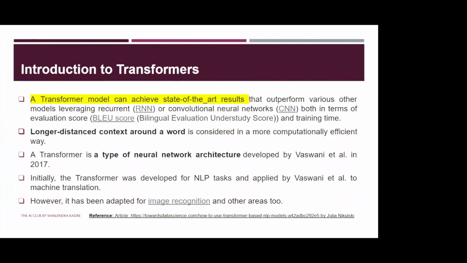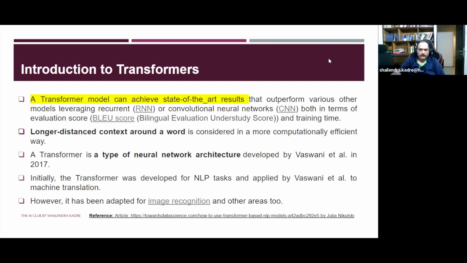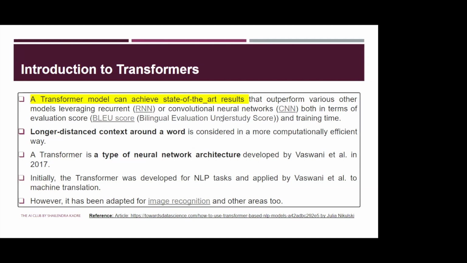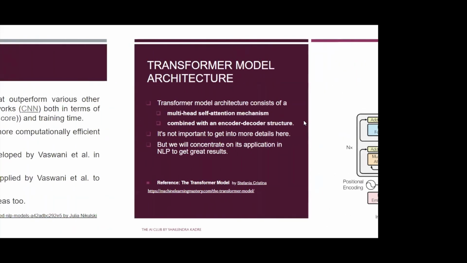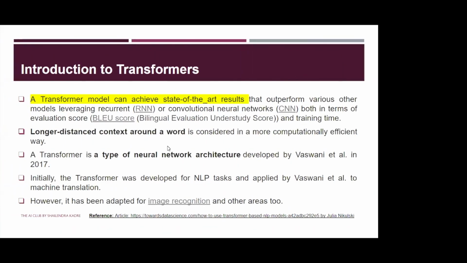So, starting with a brief introduction to the transformer. The transformer model can achieve state-of-the-art results. Honestly, since its introduction, it has more or less overthrown recurrent neural networks and convolutional neural networks, both in terms of BLEU score, the bilingual evaluation understudy score, and training time. We'll get to that in some time.